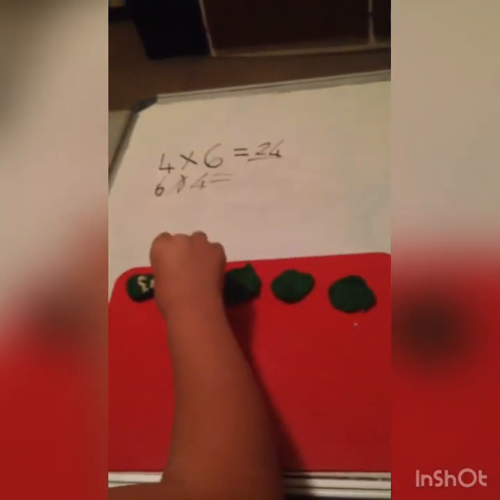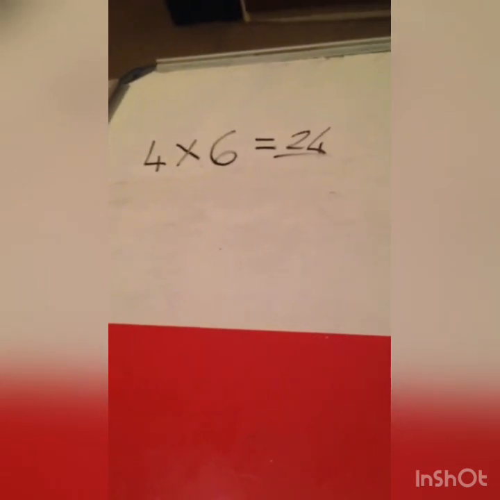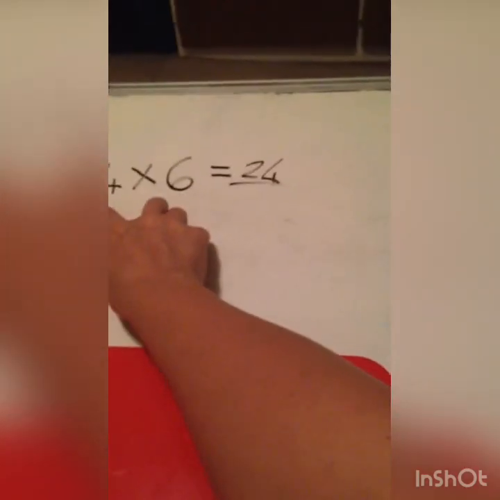So let's say you were to exchange the two groups with each other. What would the 6 be? Would it be a group or item, and would the 4 be a group or item?